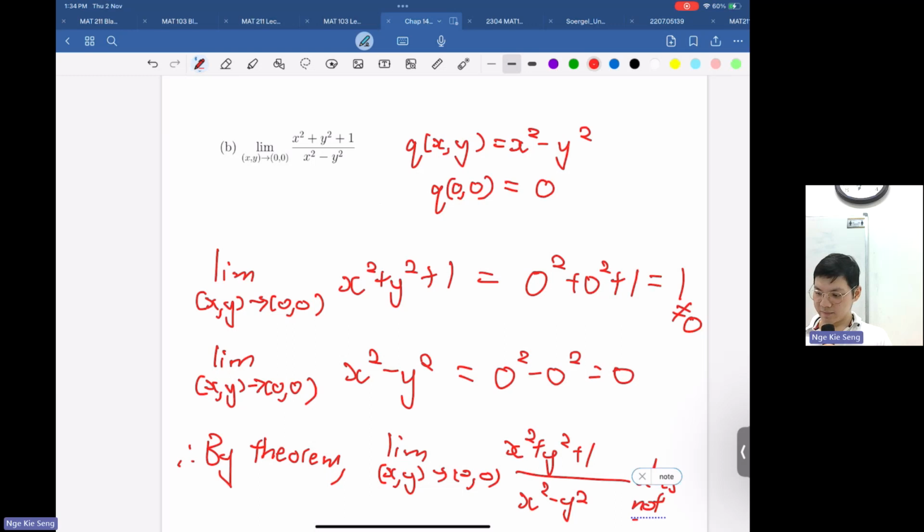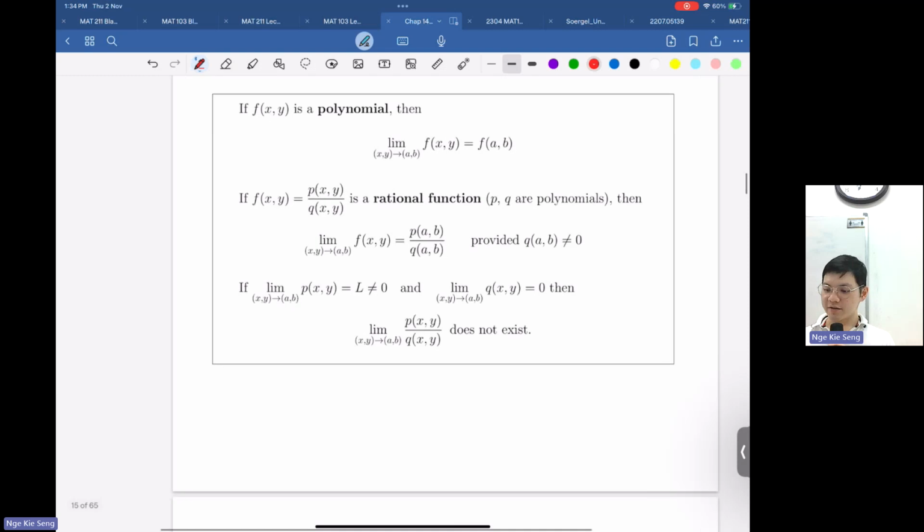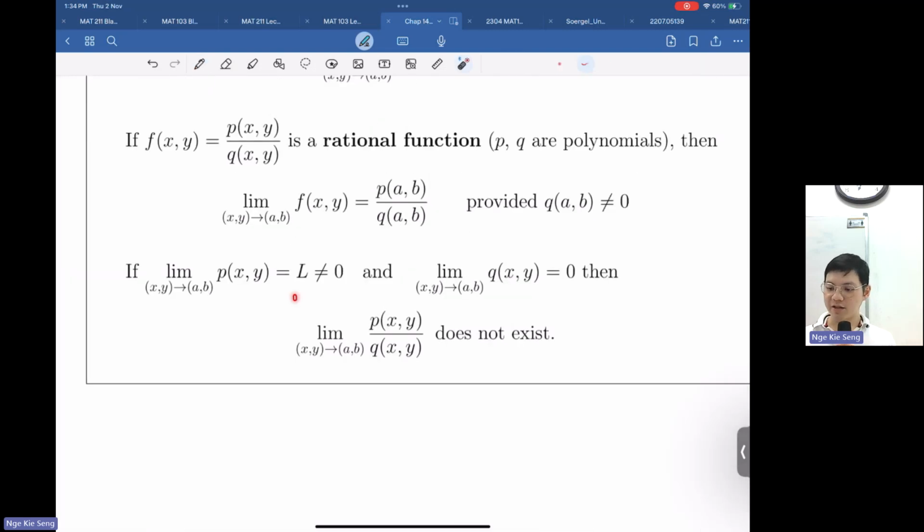doesn't exist. Here is very important: you have to make sure your P(x,y) has a non-zero limit here. What happens if it is zero? Top goes to zero, bottom goes to zero. What happens? L'Hopital.